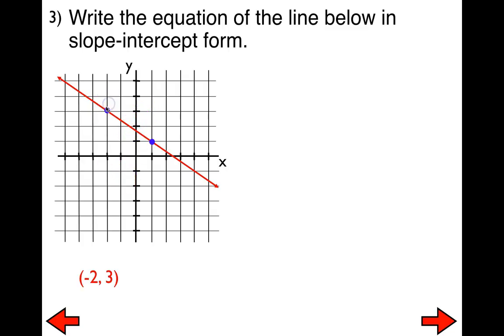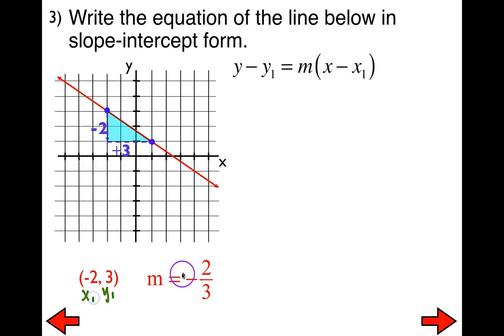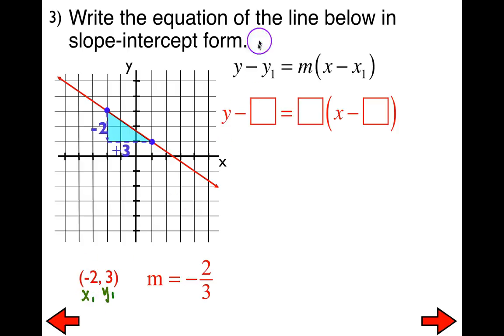I'm going to go ahead and pick this point right here, which is negative 2 comma 3, and then I must find the slope. So here, the slope is going down 2 over to the right 3, so that's a negative 2/3 as a slope. Now that I have these two pieces of information, I'm just going to use point slope form. I'm going to replace y sub 1 with 3. I'm going to replace m with negative 2/3 and x sub 1 with negative 2.